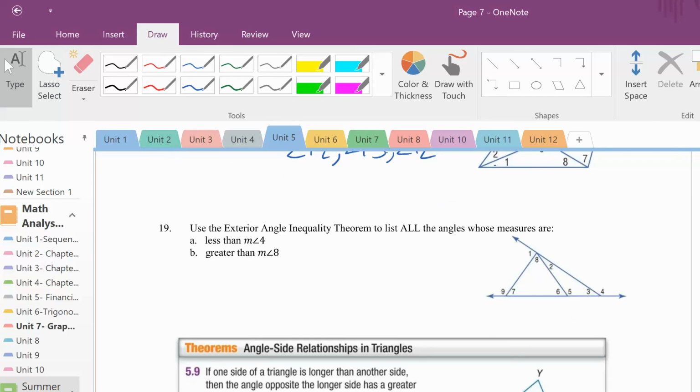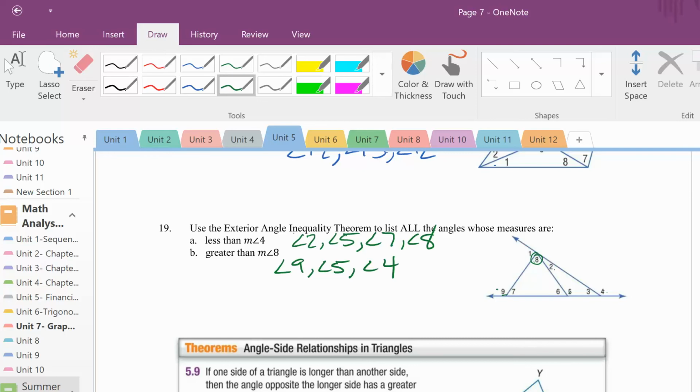So go ahead and look at the next picture and see if you can answer that question, and then we'll talk about the answers. All right, so if you look, less than angle 4 is here. So the interior angles would be 2 and 5. They would also be 8 and 7. So those are going to be less than 4. For greater than 8, the exterior angles that go with 8 are 4 and also 5 and also 9. So those are the ones that would be greater than angle 8.